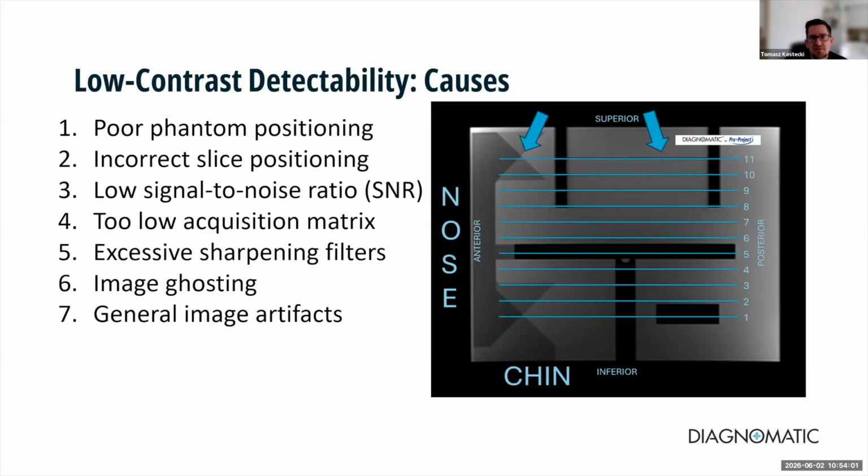A reduced LCD score can be caused by poor phantom positioning, incorrect slice positioning, low signal-to-noise ratio, too low acquisition matrix, excessive sharpening filters, ghosting, or other image artifacts. One practical example is slice planning. If the radiographer uses the slice outlines instead of the slice centers, the slices might be slightly shifted, and therefore some of the spokes might disappear. So this can reduce the number of visible spokes, even if the scanner is working correctly.